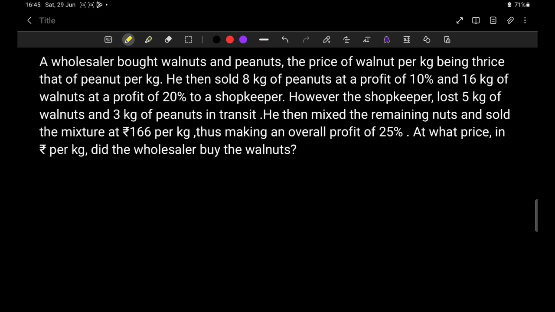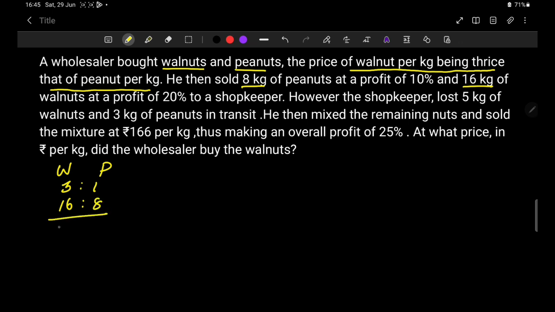Okay, look at the answer. A wholesaler bought walnut and peanuts. Given that the price of the walnut per kg being thrice that of a peanut per kg, therefore they are in the ratio 3:1. He sold 16 kg of walnut and 8 kg of peanut. Therefore total cost ratio is 48:8. Therefore 6:1. That means 6k and k.